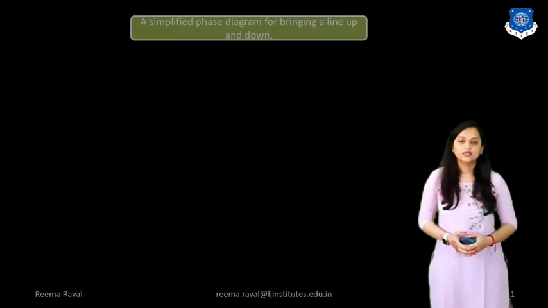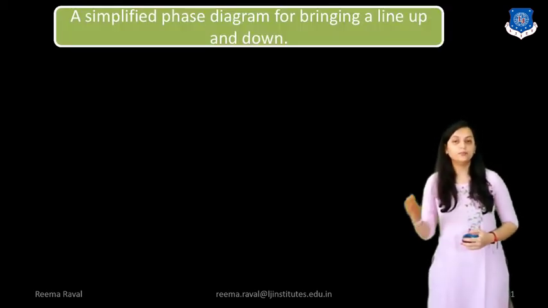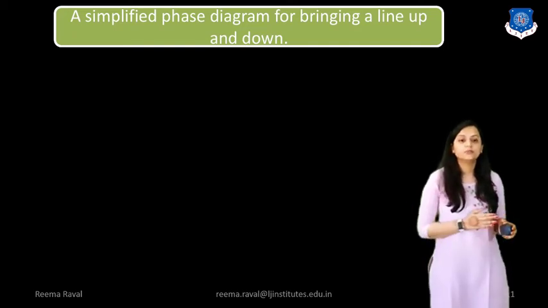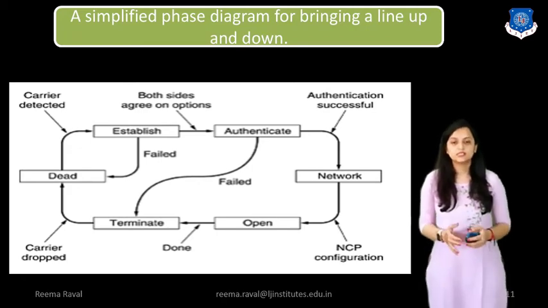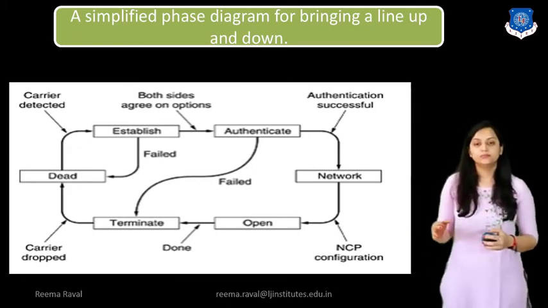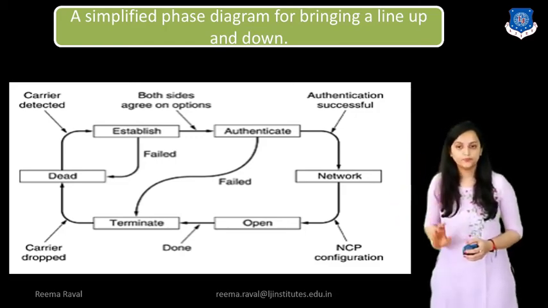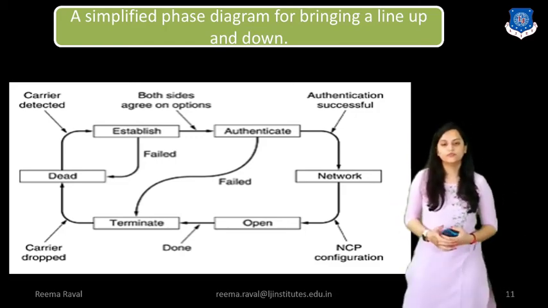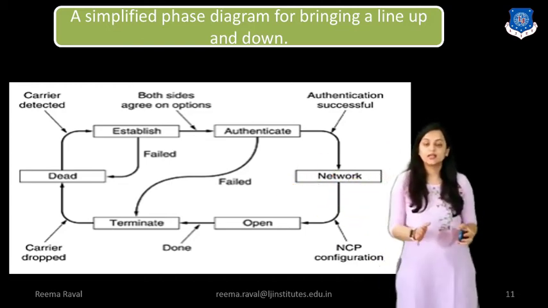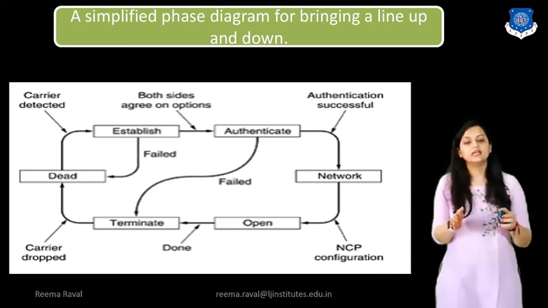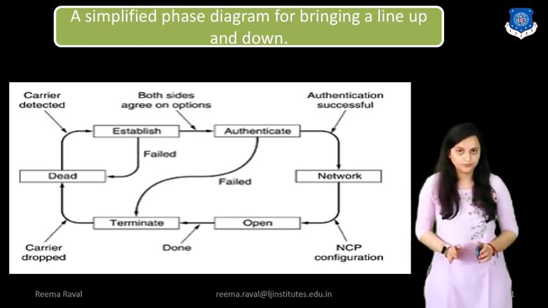Now, let us see a simplified phase diagram for bringing a line up and down using the PPP protocol. This diagram indicates the simplified phase diagram for bringing a line up and down using the PPP protocol. As you can see, first the state is dead. When the state is dead, that means the line, or the link, is available for data transmission. It is not being used right now.